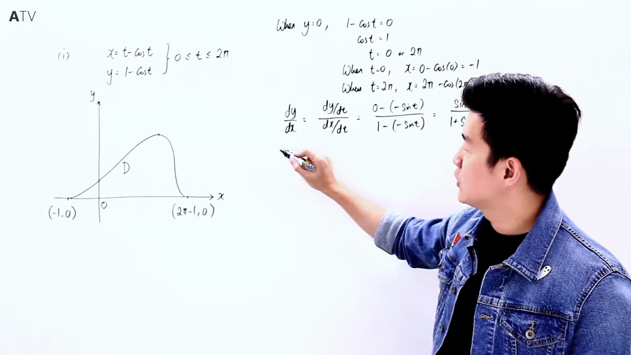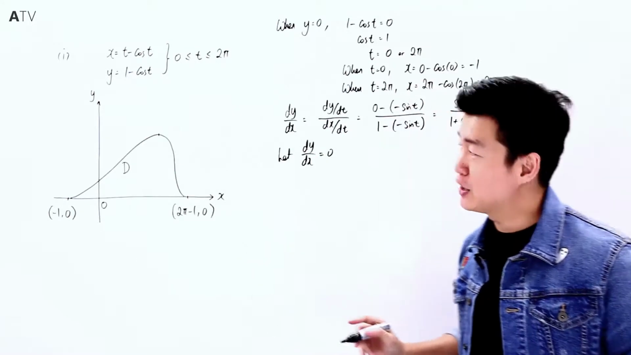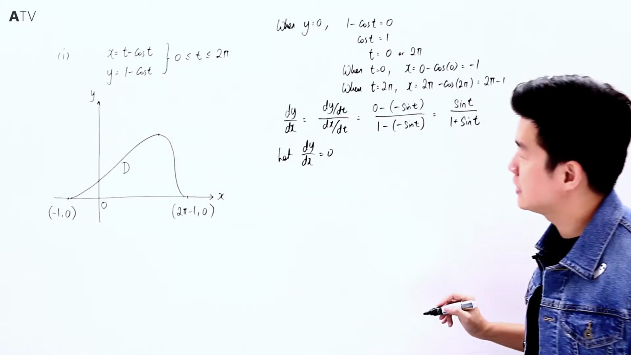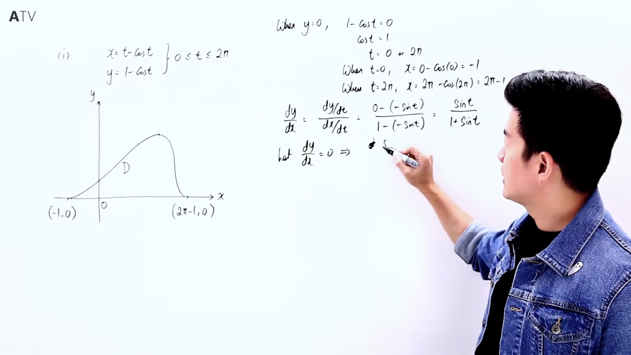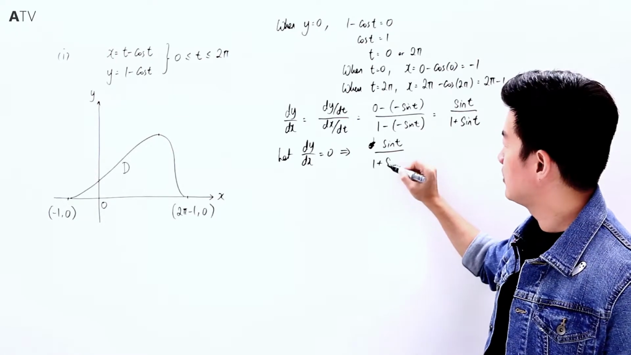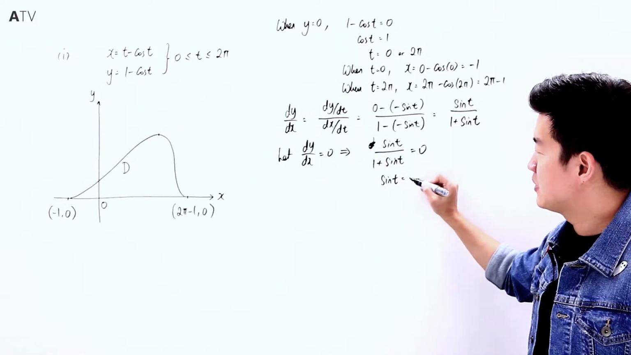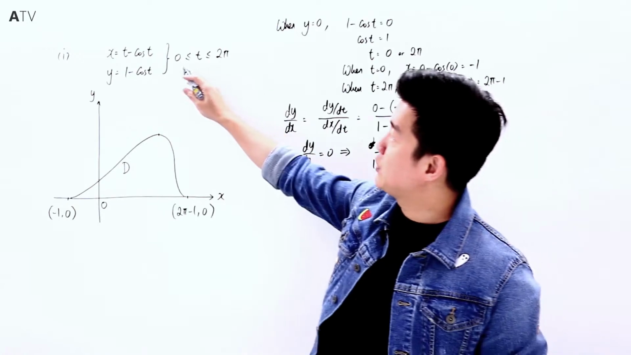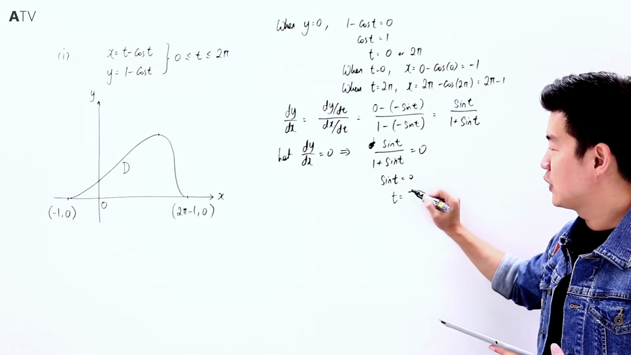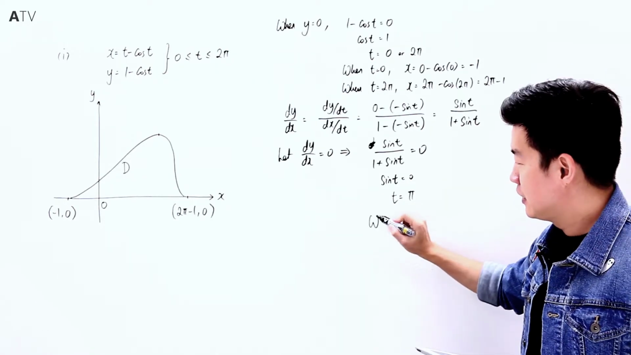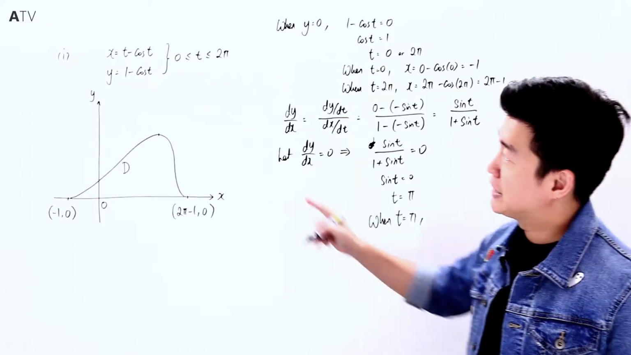And what we are going to do is to let dy/dx be equal to 0 in order for us to locate the value of t at this turning point here. So dy/dx is equal to 0 implies that sine t divided by 1 plus sine t is equal to 0, which means that the numerator here, sine t, must be equal to 0. And since t is between 0 and 2 pi, in order for sine t to be equal to 0, t will be pi.